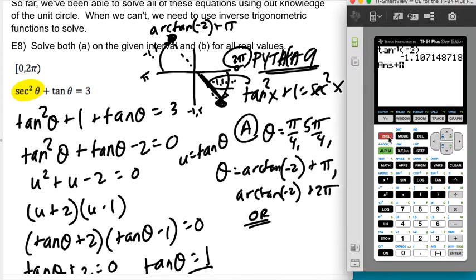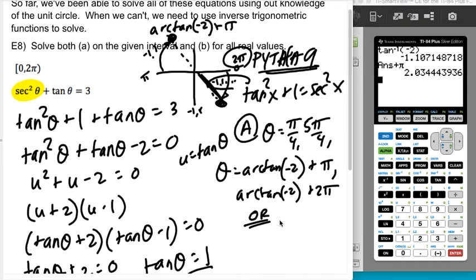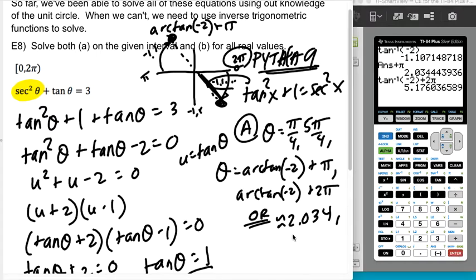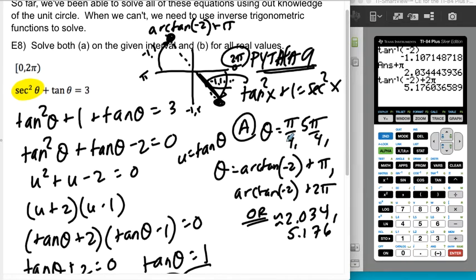So I could do plus pi, which would be approximately 2.034. And then the other one would be that arctan of negative 2 plus a full circle, so 2 pi, which would be 5.176. So those are my four approximate values. Now, once I find those for A, it's a little bit trickier for B, right?